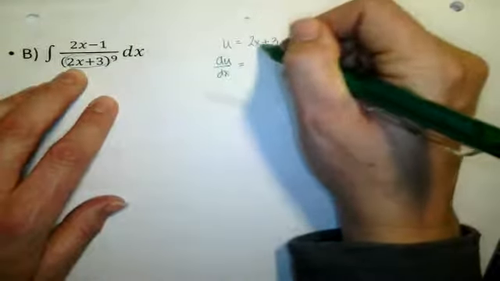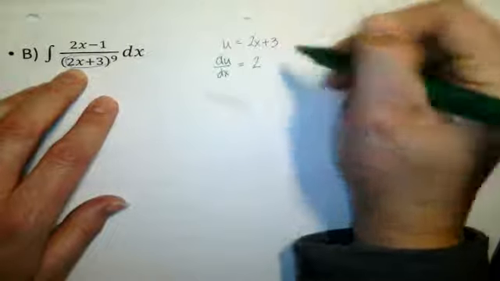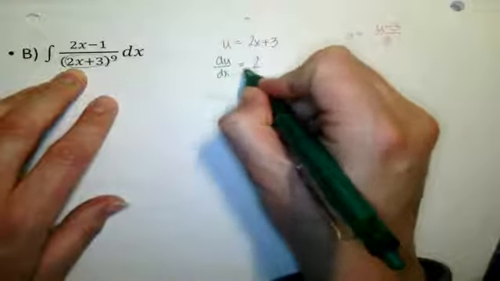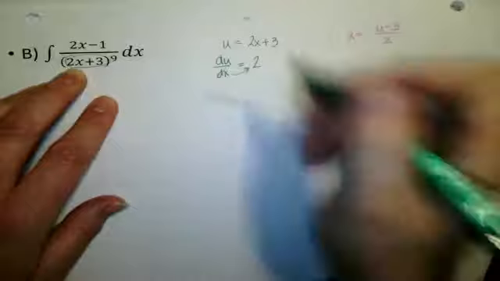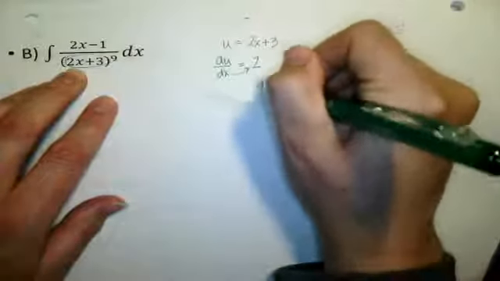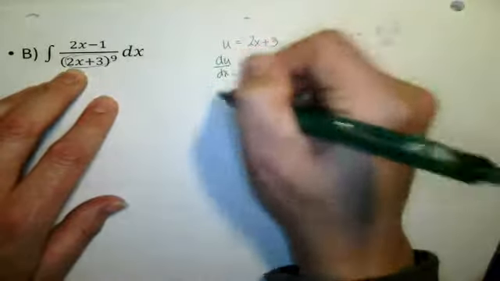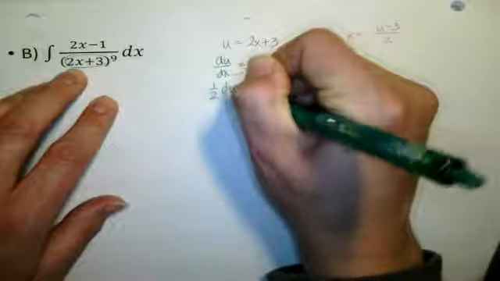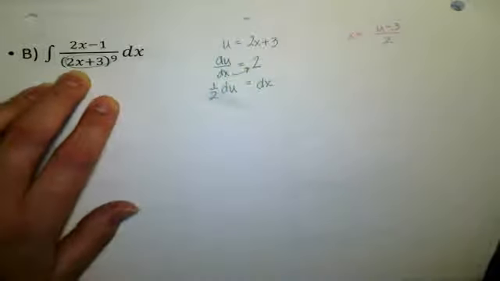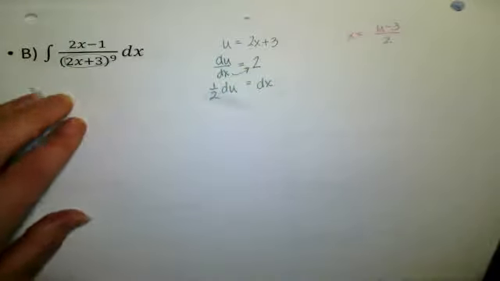Here, the derivative of 2x is just 2. And again, I'm going to do a little swap-a-toolie here. Multiply the dx to the other side and move the 2 over, divide by 2. So we get 1/2 du is equal to dx. So let's do some trading.